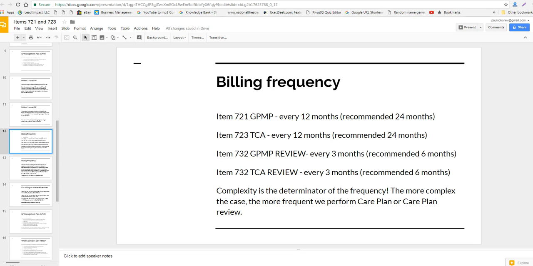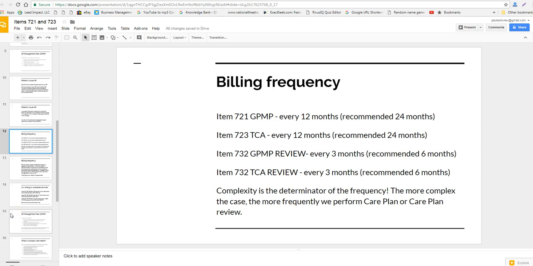I'm often asked the question, why are we given such leeway? We can bill it in 12 months but it is recommended at 24 months. I don't know the answer. However, a consensus amongst GPs is that complexity is the determinant of the frequency of billing of care plans. The more complex the case, the more frequently we perform a care plan or care plan review.